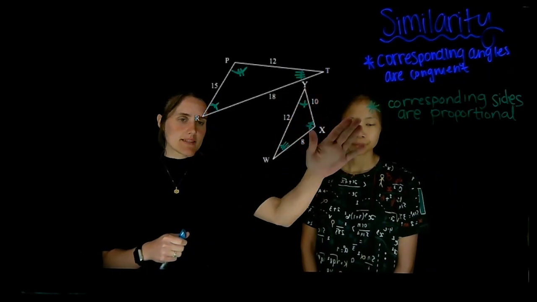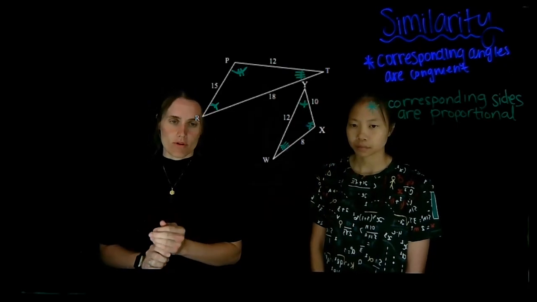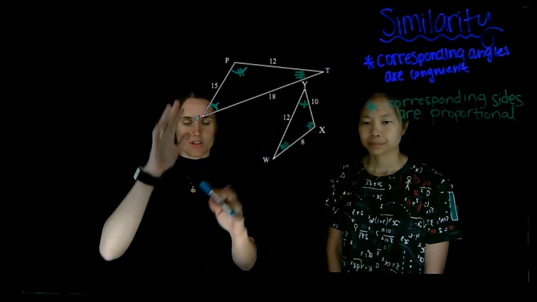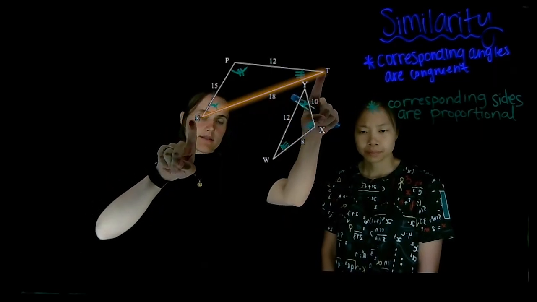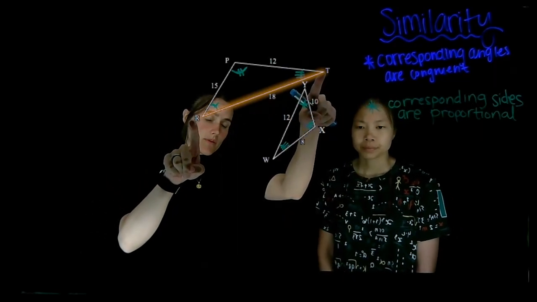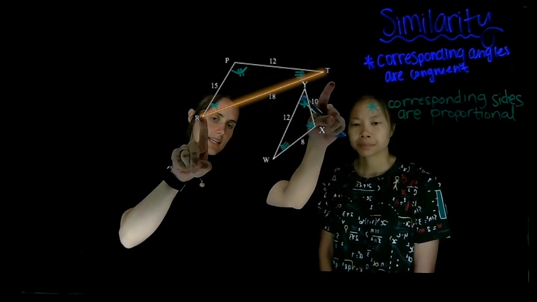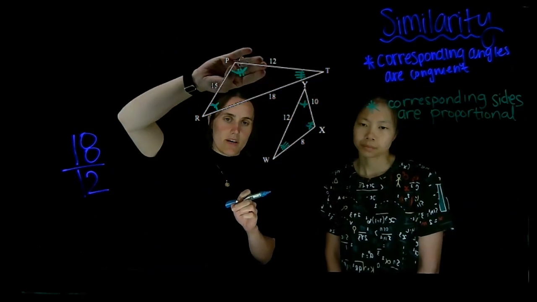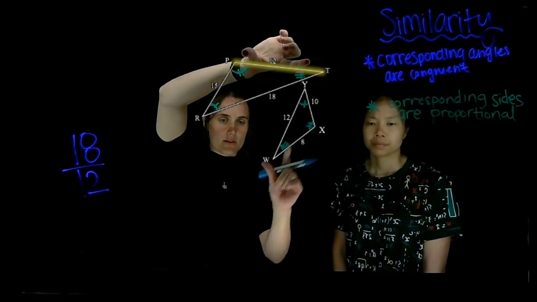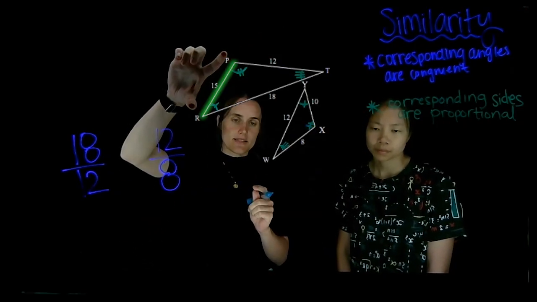Another property of similar figures is that the corresponding sides have to be proportional. So let's first figure out which side corresponds to which side. If you look at our big triangle here, we can see that this side, 18, is our longest side. So that means that this has to correspond with the longest side on this triangle. 18 has to correspond with 12. Now let's look at the smallest side on this big triangle, which is 12. So 12 has to correspond with 8. So that means that 15 has to correspond with 10.